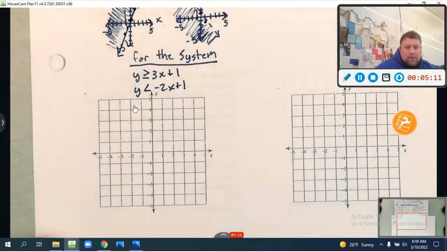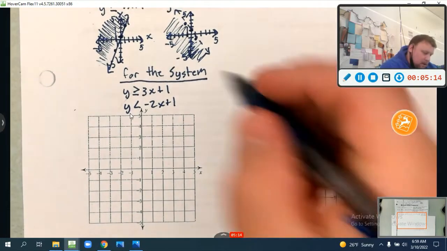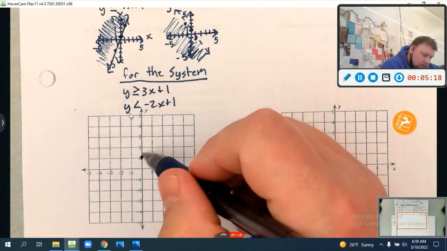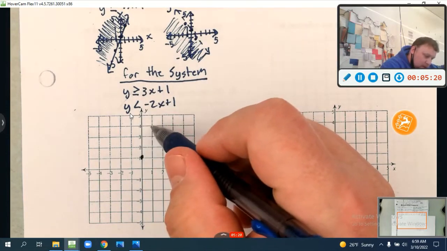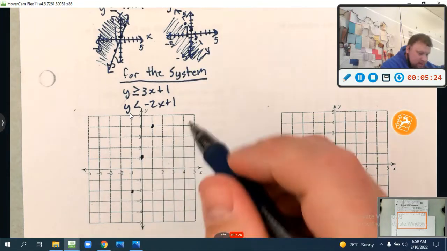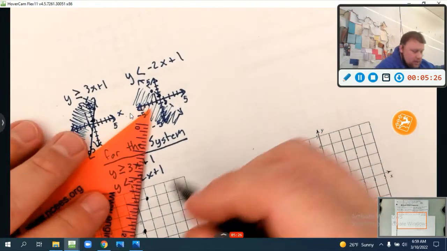So I'm going to pull this up right here. And let's do the first one. So again, start value of 1, slope of 3, 1, 2, 3 over 1. Boom. Down 1, 2, 3, back 1. Awesome. And it was a solid line, right?